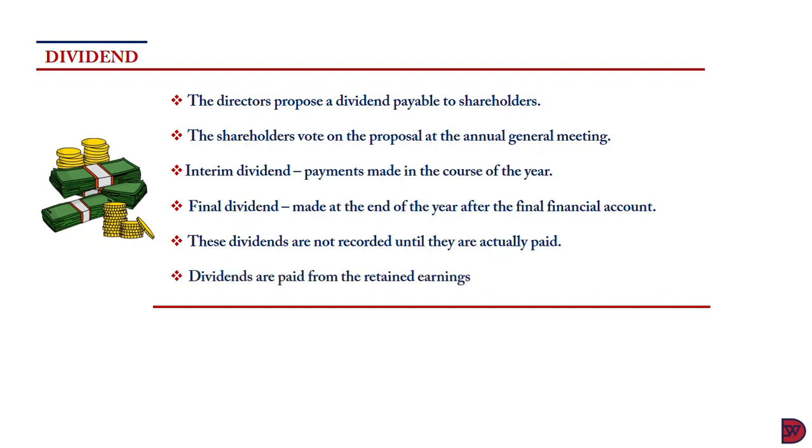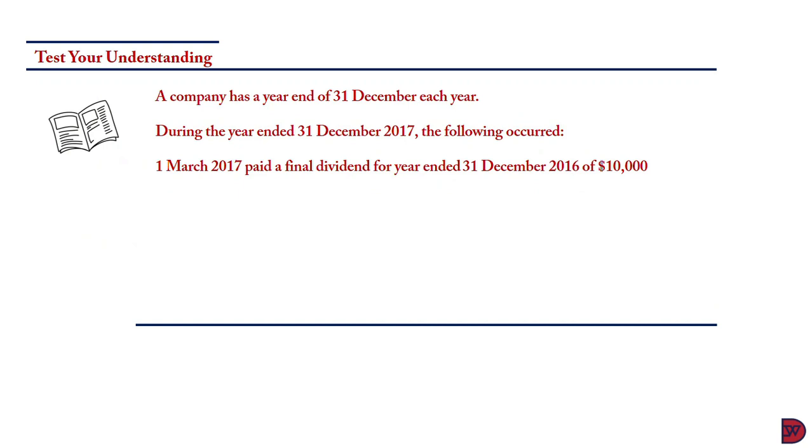Dividends are paid from retained earnings. So let's test our understanding. The company has a year end 31st December each year. During the year ended 31st December 2017, the following occurred. 1st March 2017, paid a final dividend for the year ended 31st December 2016, $10,000.